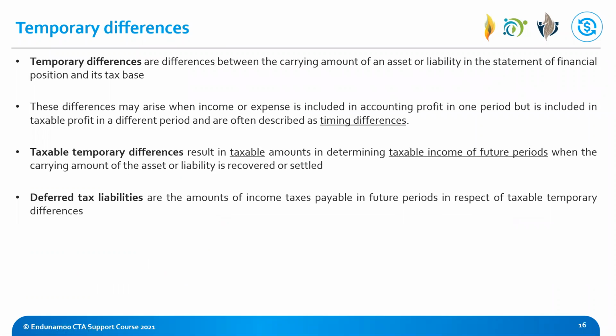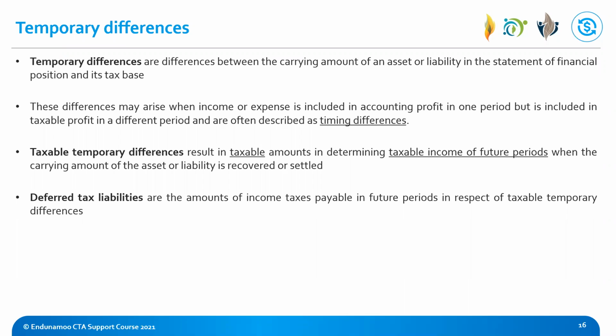Then we introduce the concept of temporary differences. So what are temporary differences? Firstly, the word difference highlights that we are comparing two things. What two things are we comparing? We are comparing the carrying amount of an asset or the carrying amount of a liability with what? With the tax base of that asset or that liability. If there is a difference between them, in other words, there is a rand number, we say that is called a temporary difference.